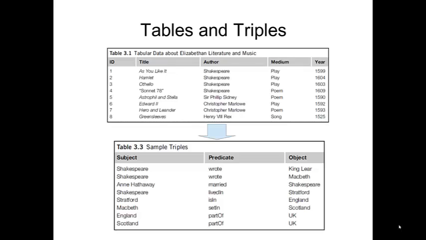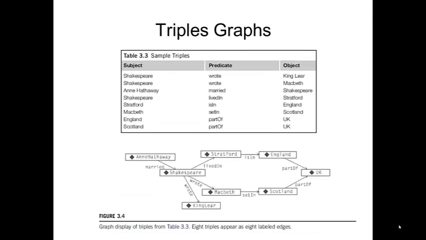She was Shakespeare's wife. Shakespeare lived in Stratford, not East London, but Stratford upon Avon. Stratford is in England. Macbeth is set in Scotland. And England is part of the UK, and Scotland is part of the UK. Okay. So we can take tabular information, for example, and convert it relatively easily into a set of triples. And we can take the triples themselves.